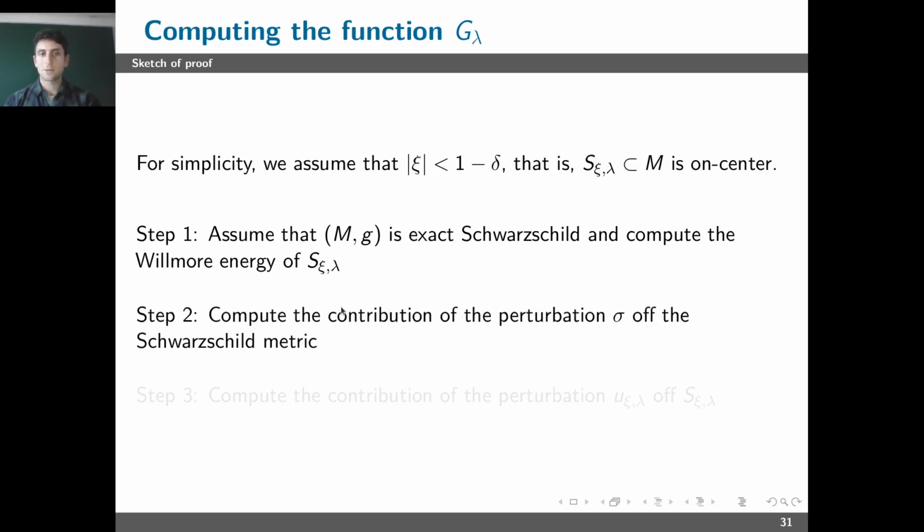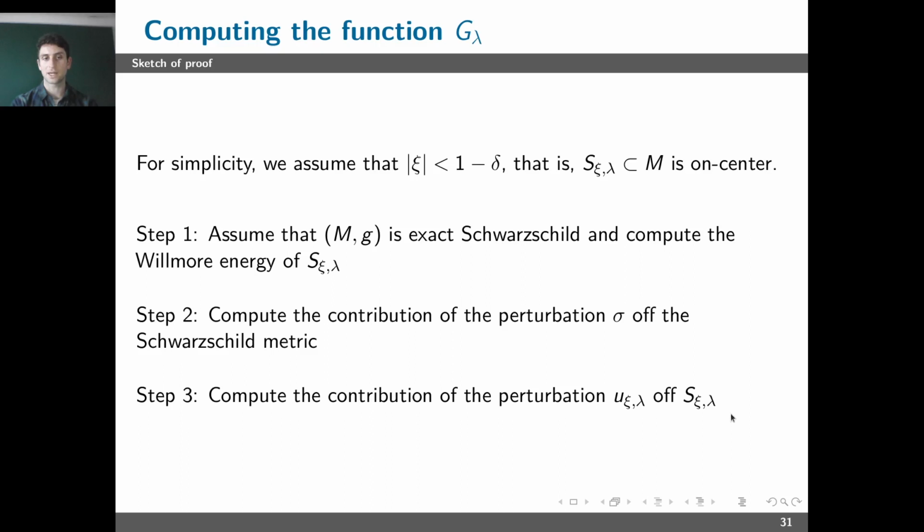Then in the next step, we take the contribution of the perturbation sigma into account. So we check how the Willmore energy changes if we change the ambient metric. And then in the third step, we take the perturbation u psi lambda into account. So we check how the Willmore energy changes if we change the shape of the surface Sigma psi lambda.